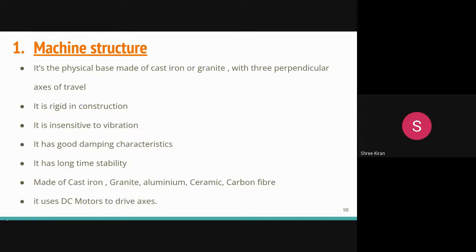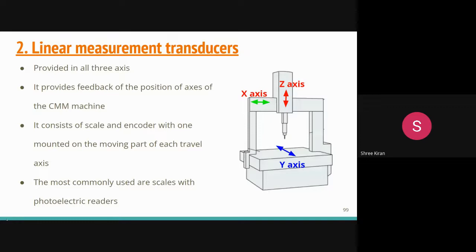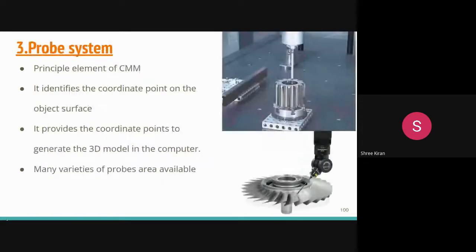All of that is available. Then linear measurement transducers provide feedback in all three axes for the position of the CMM machine. It controls the scale sector. I think the most common scales are readers. Then the probe system, which we have already discussed, and the computer system.